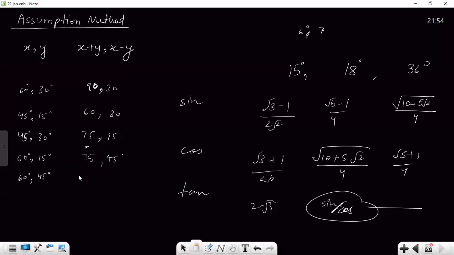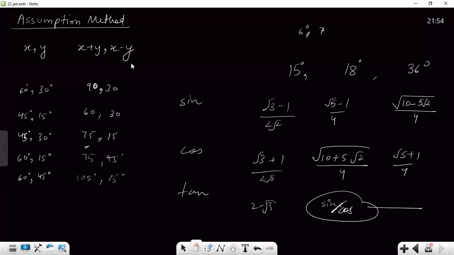60 plus 45, 105 degrees. And 60 minus 45, 15 degrees. 105 is basically 90 plus 15, and we are also aware about 15. So 90 plus 15 will also not be much of a problem. So this is how we can use the assumption form method, and these are some pairs which we can use.